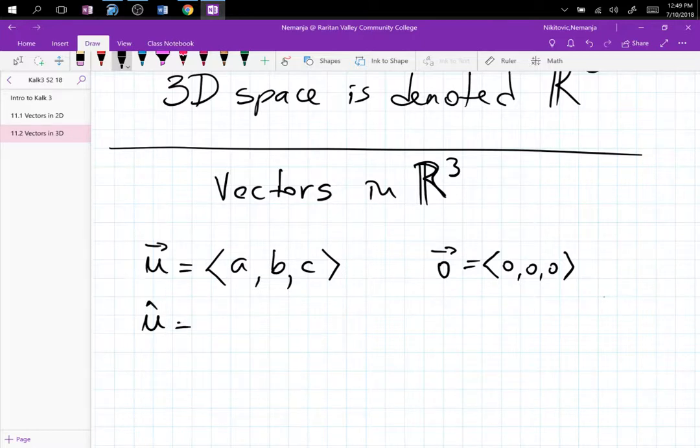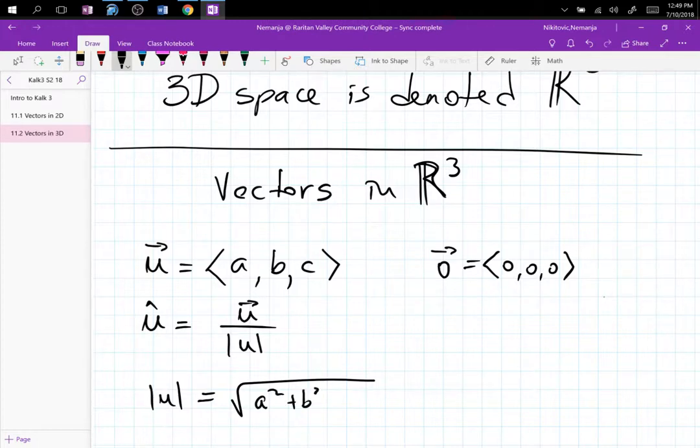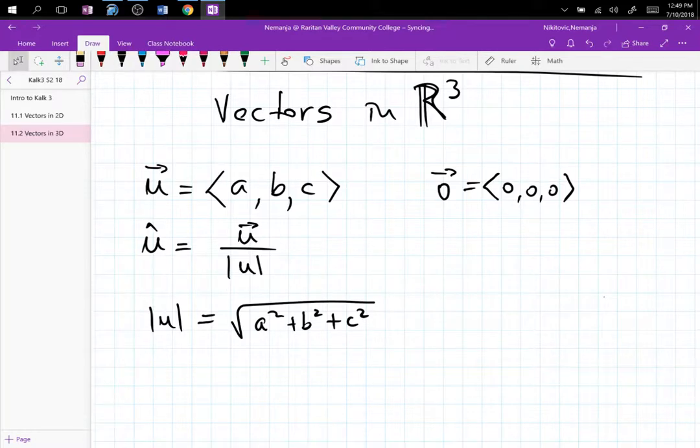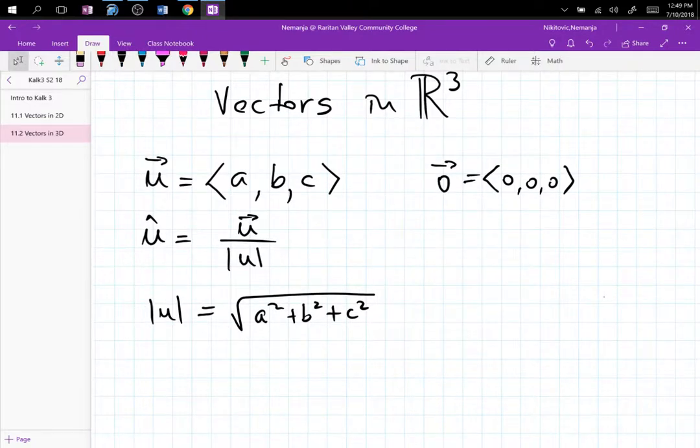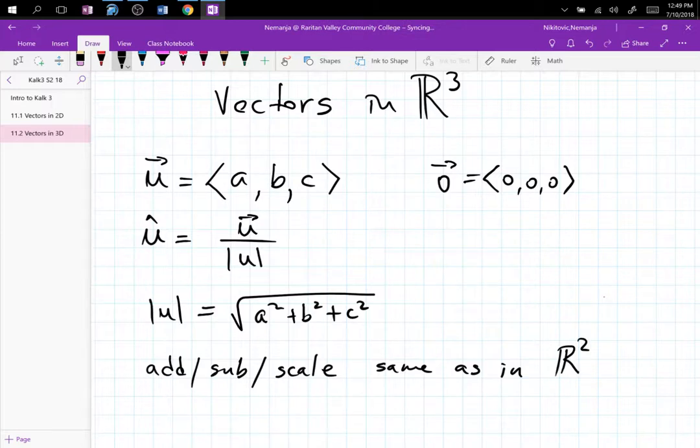Unit vector u is still vector u divided by the magnitude. Magnitude of u is the square root of a squared plus b squared plus c squared. That's the magnitude. Remember we said don't worry about the direction. We get to scale them, add, subtract, same way as in 2D. So add, subtract, scale, same as in R2.